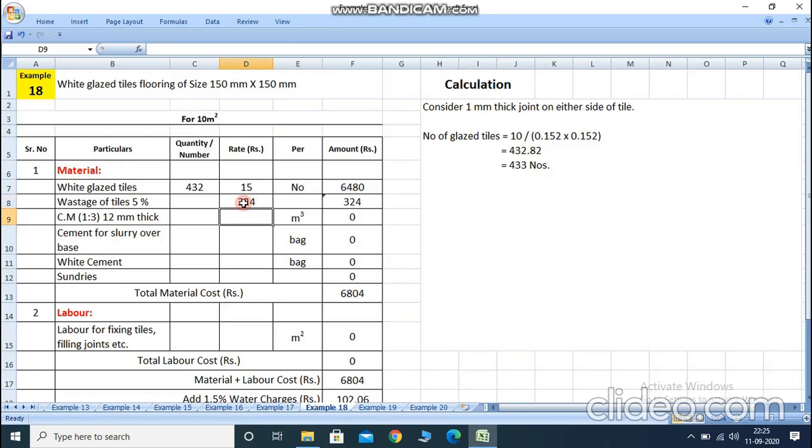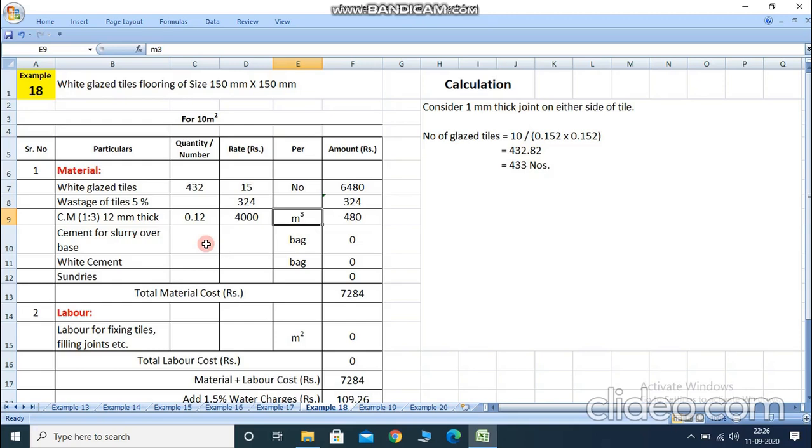Now we calculate the cement mortar. The cement mortar ratio is 1:3, and 12 mm thick cement mortar is required. So 0.12 cubic meter of cement mortar is required, and the rate is 4000 rupees per cubic meter. So for 0.12 cubic meter the total amount is 480 rupees.